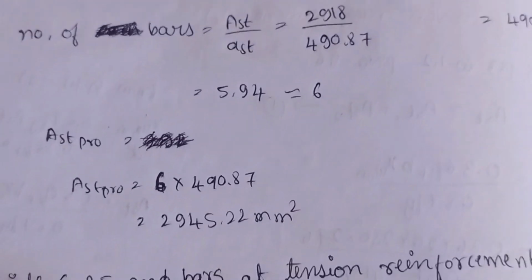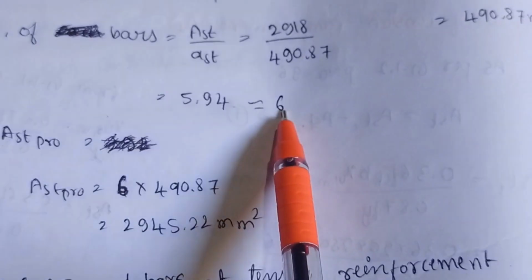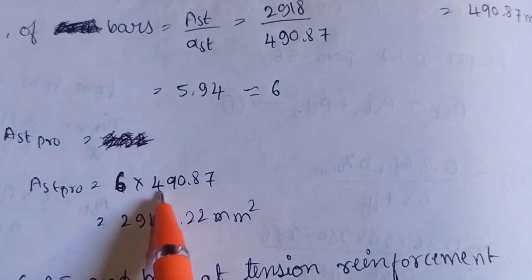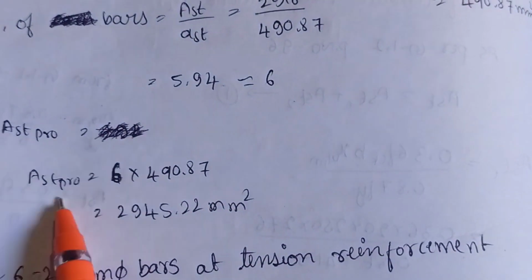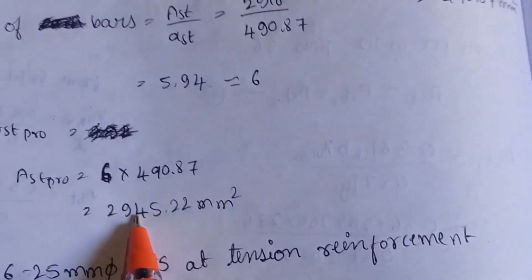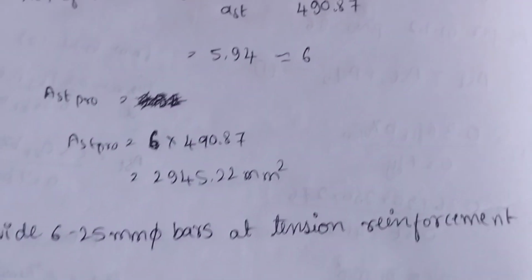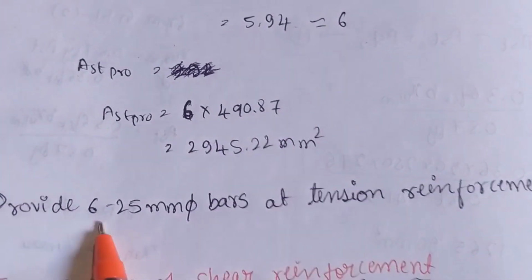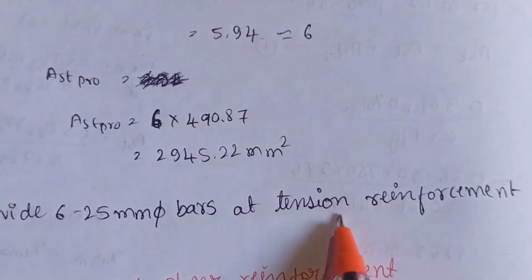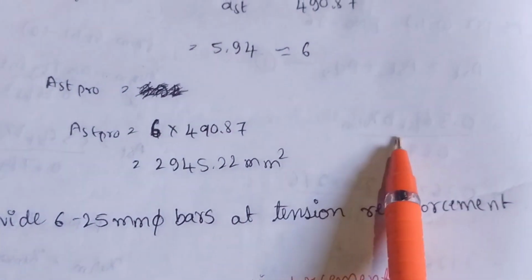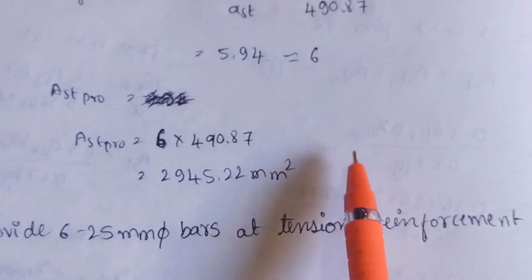Now we will calculate the AST provided. For that we have the formula: number of bars into area of each bar. So 6 into 490.87. After simplifying we get our AST provided as 2945.22 mm square. This is our AST provided. So now provide 6 numbers of 25 mm diameter bars as tension reinforcement. Since we are designing a cantilever beam, it comes on the top side. So this is how we calculate the area of tensile reinforcement.